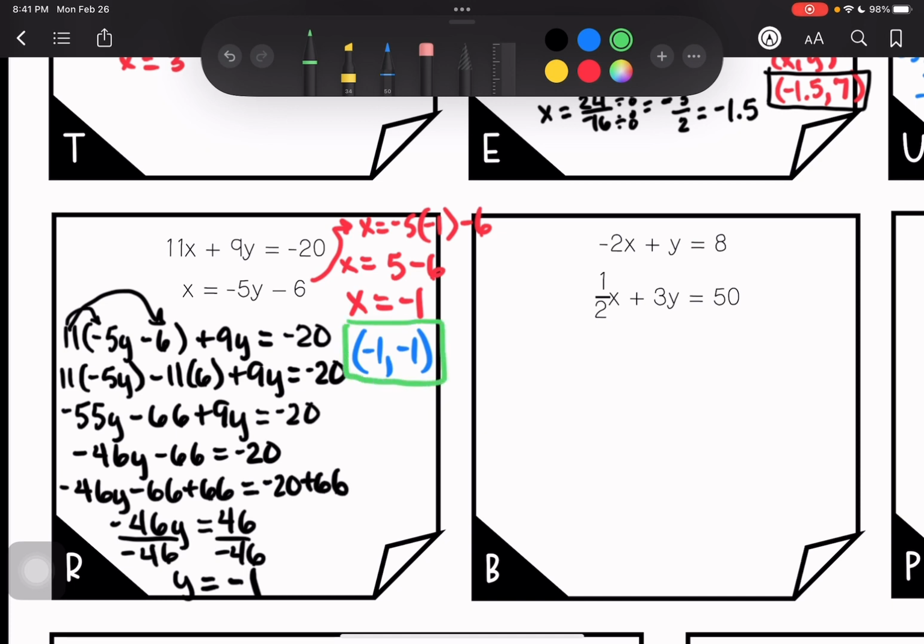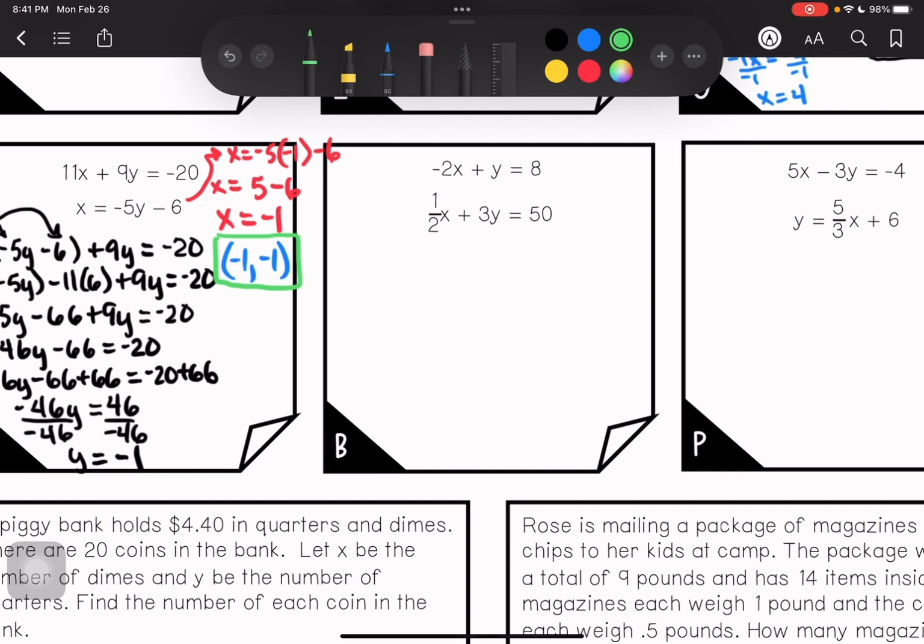All right. Here, I want to solve for y. So I'm going to add 2x to both sides. And this gives me y equals positive 2x plus 8. Now I'm going to take this and substitute it into the second equation. So I have 1/2 x plus 3 times y. And my y is 2x plus 8. All I did was replace the y in 3 times y with 2x plus 8.